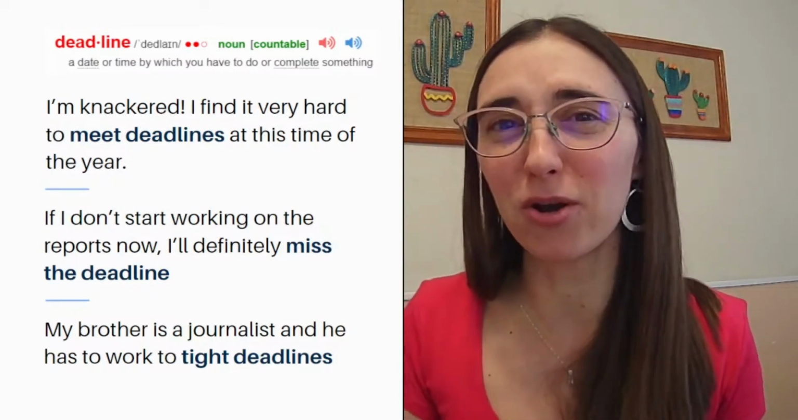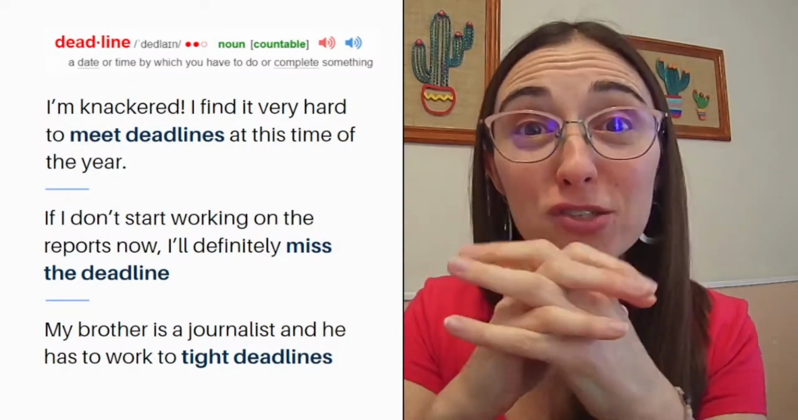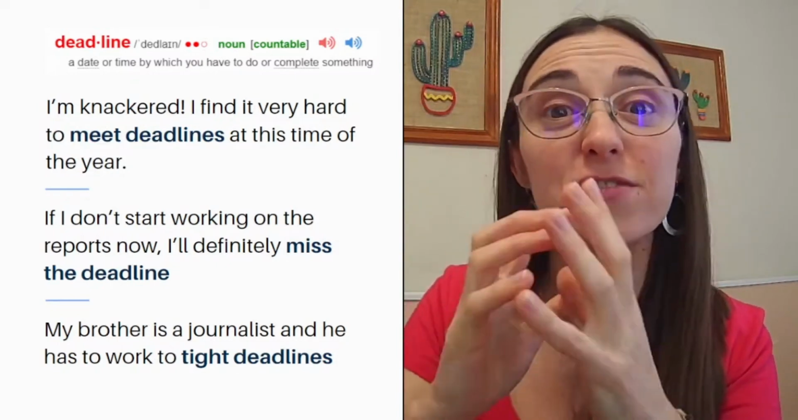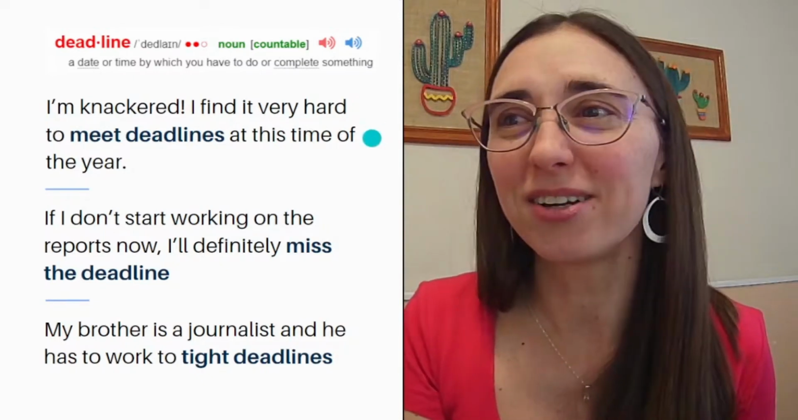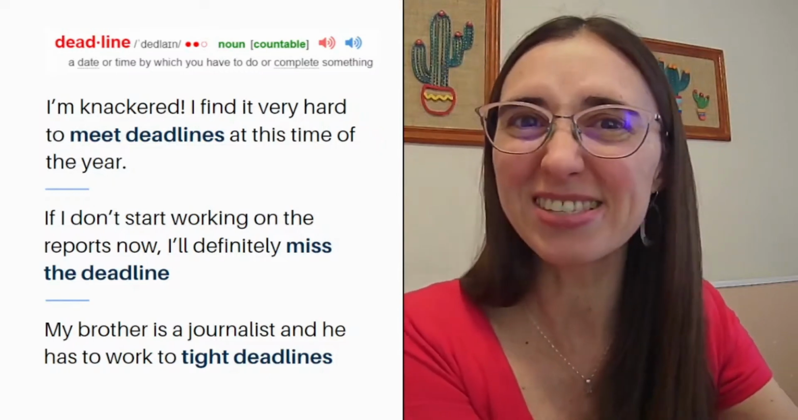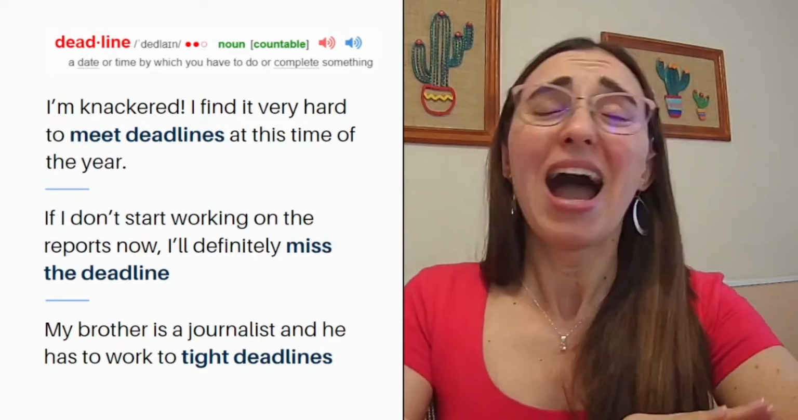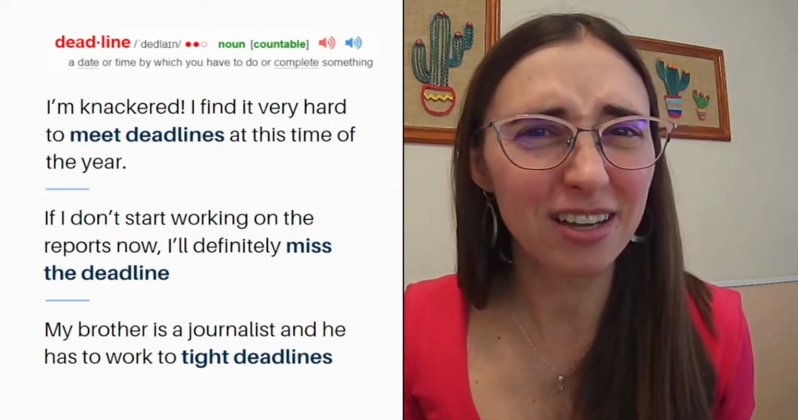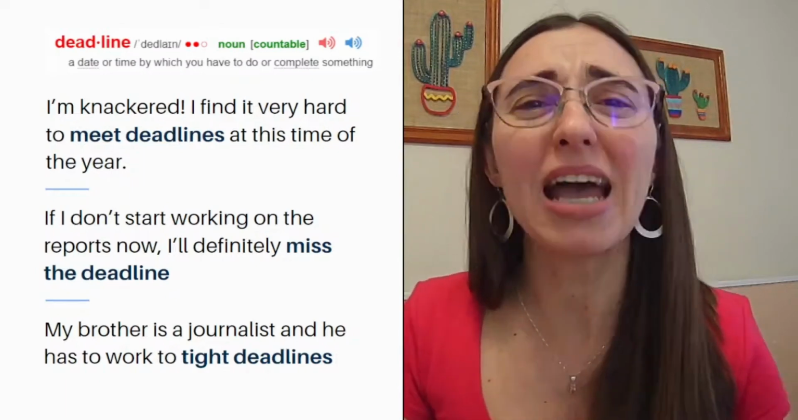Whenever I talk about collocations with my students, I do this with my hands to show them that things go together. Which verbs, which adjectives collocate with the word deadline? There are three examples here that will show you some ideas about this usage of words. The first one says, I'm knackered. Knackered? Have you ever heard that term? Exhausted, very, very tired. I'm knackered.